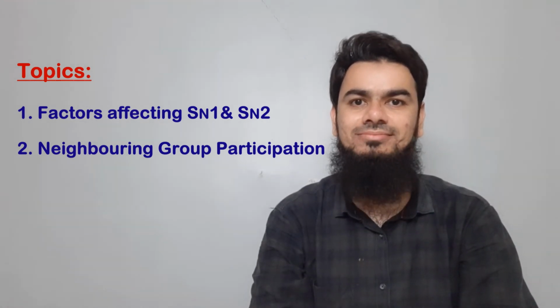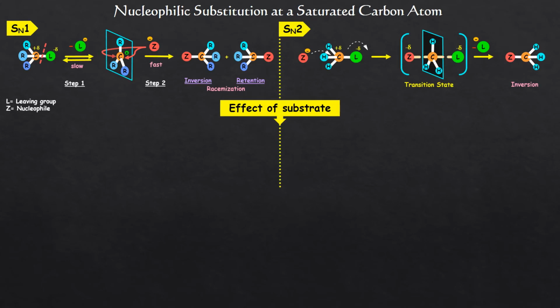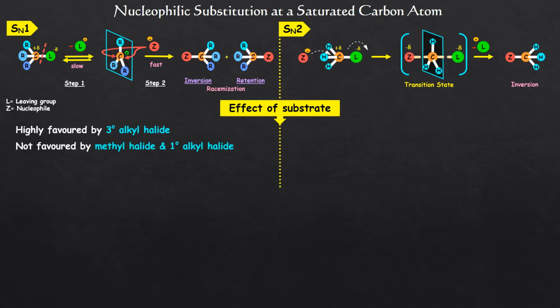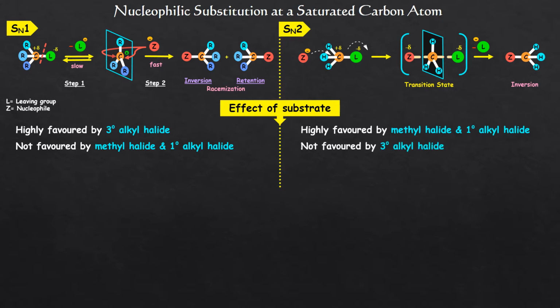So let us start. In the previous session, we have already discussed the effect of substrate, alkyl halides. So now we know that the SN1 mechanism is highly favored by tertiary alkyl halide as it can form a stable carbocation, and it is not favored by primary and methyl halide under normal conditions. While the SN2 mechanism is highly favored by primary and methyl halide, and it is not favored by tertiary alkyl halide because of high steric hindrance.